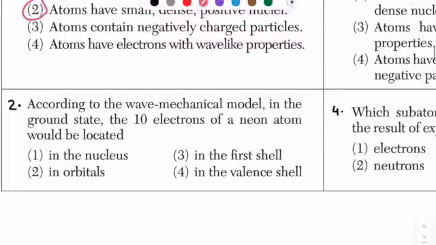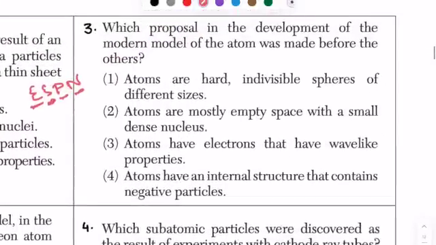Then for number 2, we are talking about the wave mechanical model. So in the ground state, the 10 electrons of a neon atom would be located... You should know that the wave mechanical model was the one that said that electrons are actually in the orbitals, which are spaces where we have a very high probability of finding an electron. But electrons are not in specific circular orbits like those mentioned by Bohr.